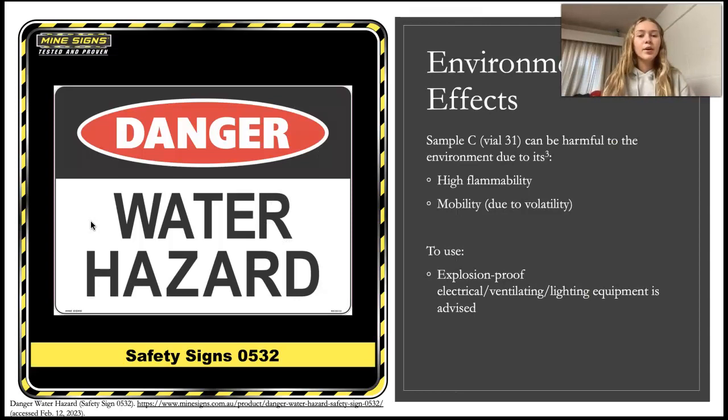And then just some environmental effects. It is harmful for the environment due to its high flammability and its mobility due to its volatility, meaning that it can move pretty quickly and pretty intensively throughout water, so it can spread. And then in order to use 2-propanol, explosion-proof electrical, ventilating, and lighting equipment is advised and recommended.